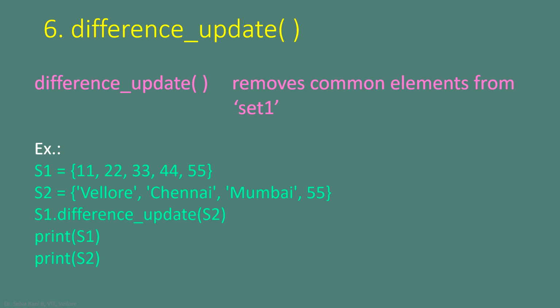Let us see an example. Let S1 is equal to 11, 22, 33, 44 and 55. S2 is equal to Vellore, Chennai, Mumbai and 55. S1.difference_update(S2) will update S1 like this. S1 is now going to have the elements 33, 11, 44 and 22, where the common element 55 is removed from set1.